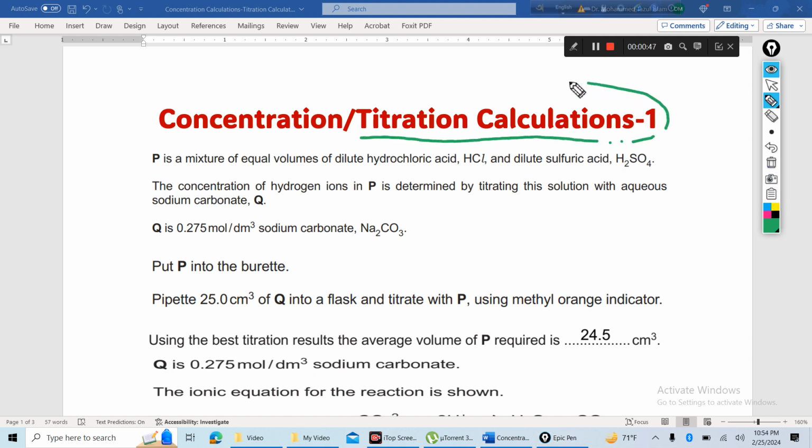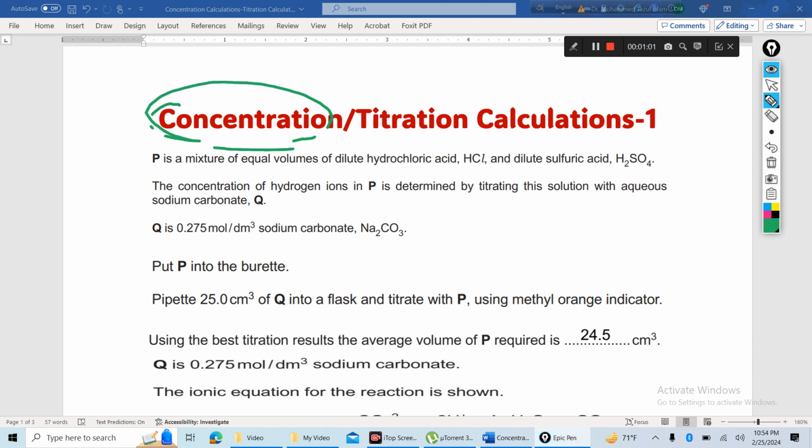Titration calculation, you know what titration is. This is on calculations. From this video you can learn how to calculate concentration after completing a titration. This is my titration calculation lecture 1.